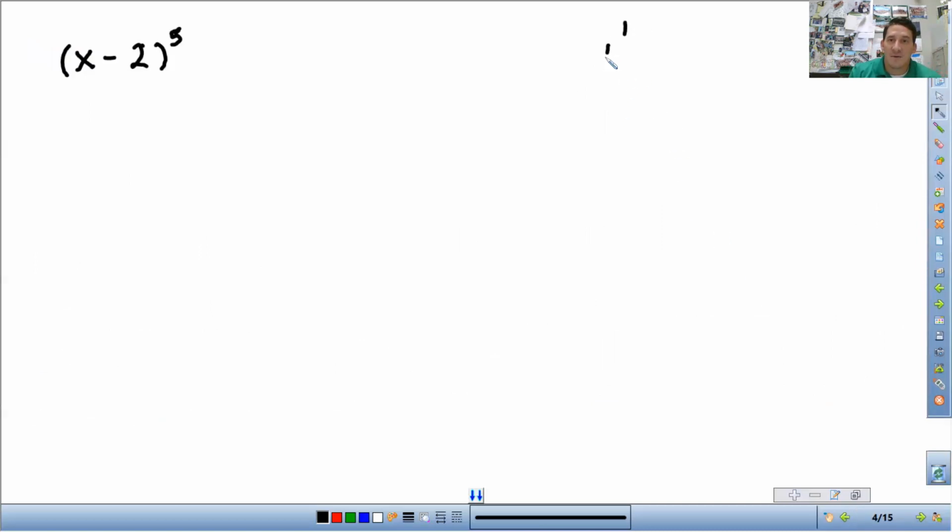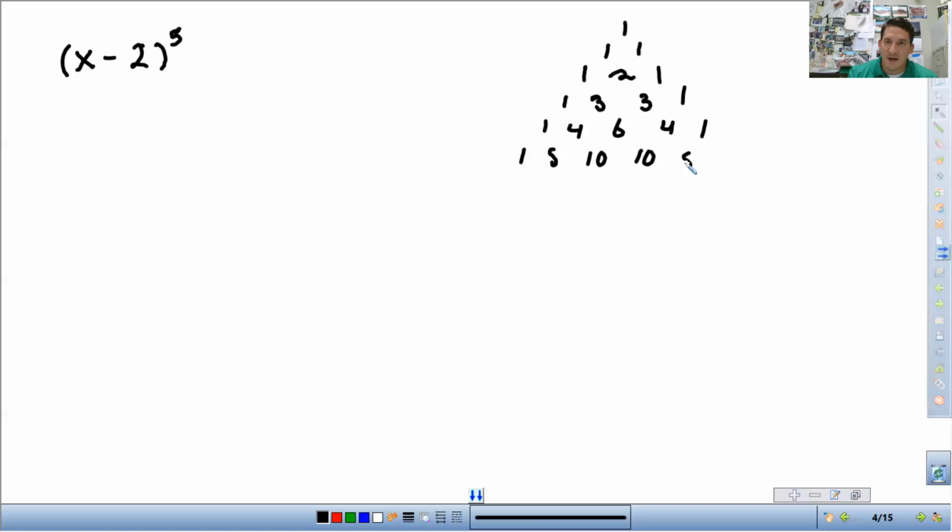So I've got to do the fifth row of Pascal's triangle. 1 plus 1 is 2. 1, and then 1 on the outside. 1 plus 2 is 3. 2 plus 1 is 3 here. Then 1 plus 3 is 4. 3 plus 3 is 6. 1 plus 3 is 4. 1, and then 1 plus 4 is 5. 4 plus 6 is 10. 6 plus 4 is 10. 4 plus 1 is 5.